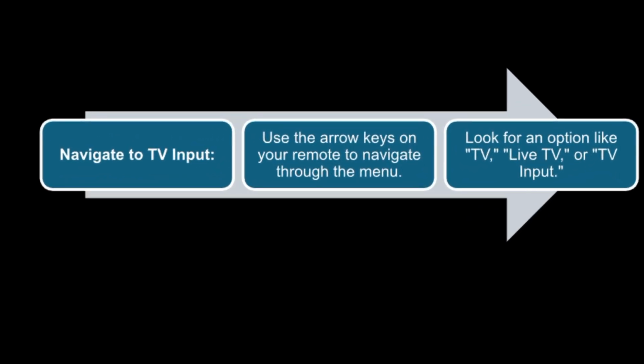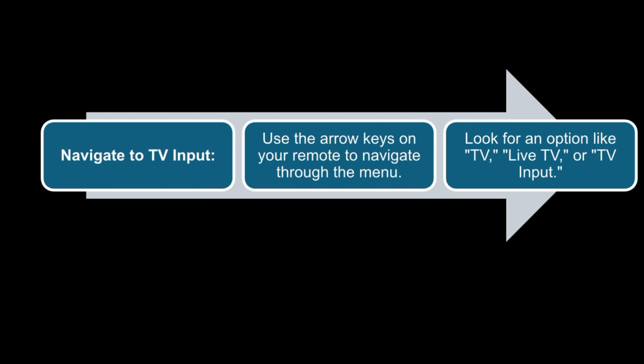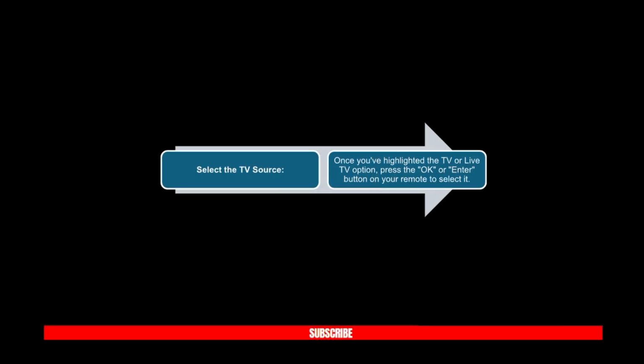Then navigate to Input. Use the arrow keys on your remote to navigate through the menu. Look for an option like TV, Live TV or TV Input. Then select the TV source.